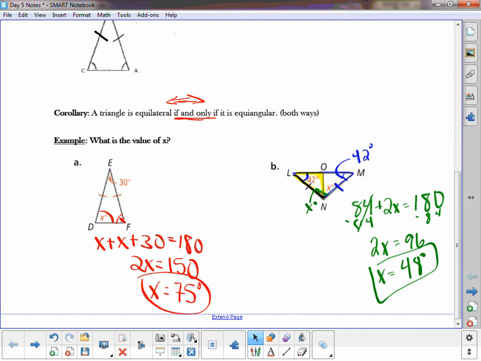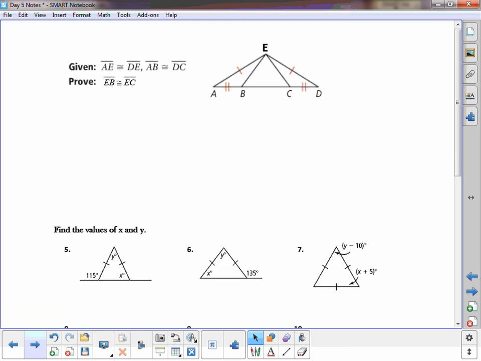Okay, questions on this first page? Pretty basic, not too bad. Okay, let's take a look at the back side. Oh, how kind, approved.